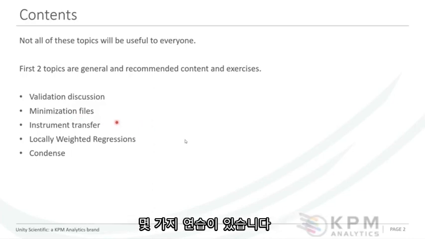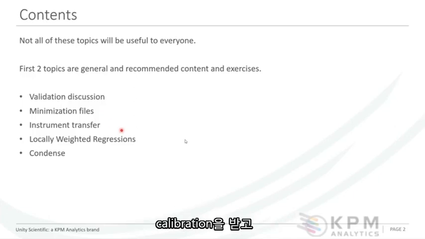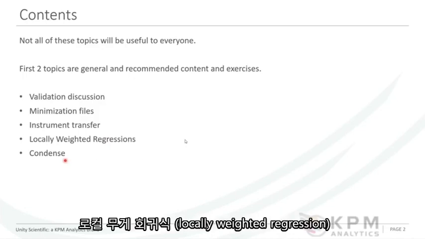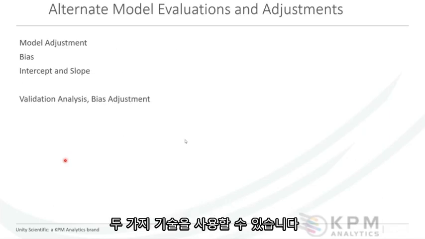There are some exercises. This might also be used if you've got calibrations from another instrument vendor, for example, and you bring it into the Unity world and you scan. You might use instrument transfer. Locally weighted regressions and condense are 2 techniques that you might use if you've got very large sample sets.